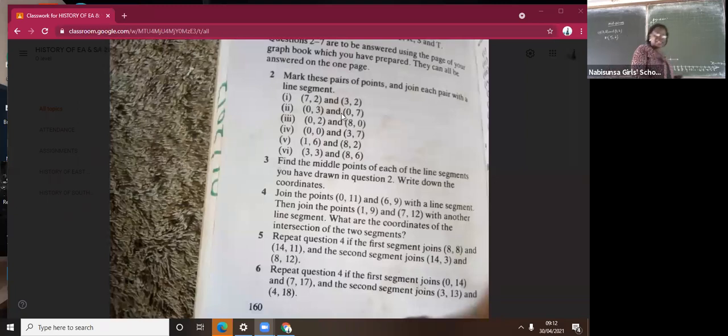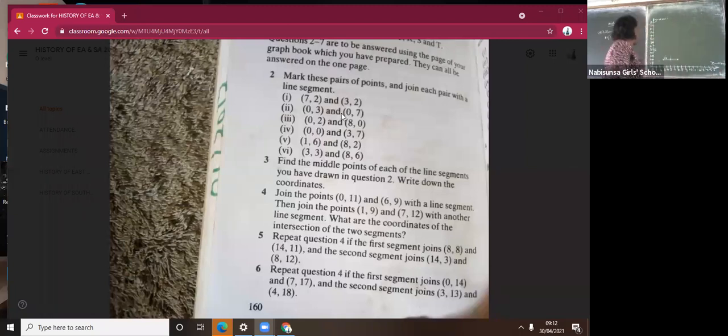When we join the line segment, we still find its midpoint. I've told you we are doing number 2 and number 3 together. For whatever line segment we draw, we shall be finding the midpoint, so as not to be confused when we have drawn so many line segments.